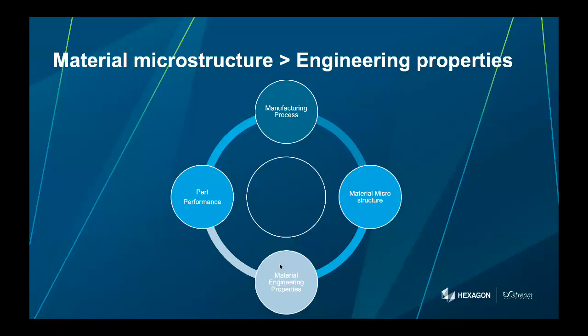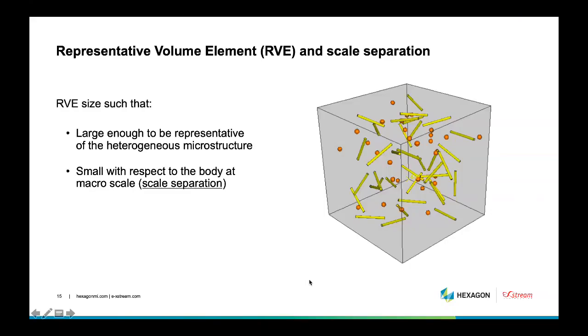Okay, so now I'm going to talk about the link between the material microstructure and the engineering properties. In order to do that, we need to have something which is called a representative volume element. So what is a representative volume element? As its name indicates, it represents the microstructure. So it has to be large enough to contain sufficient statistical information about the microstructure so that it can give us engineering properties.